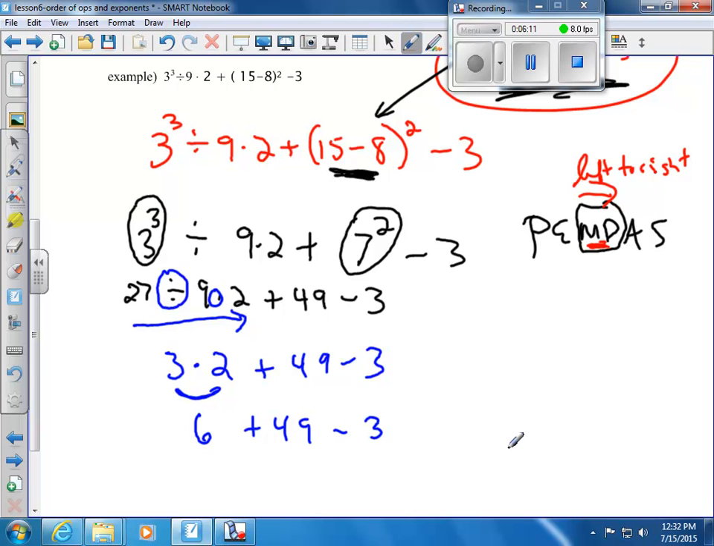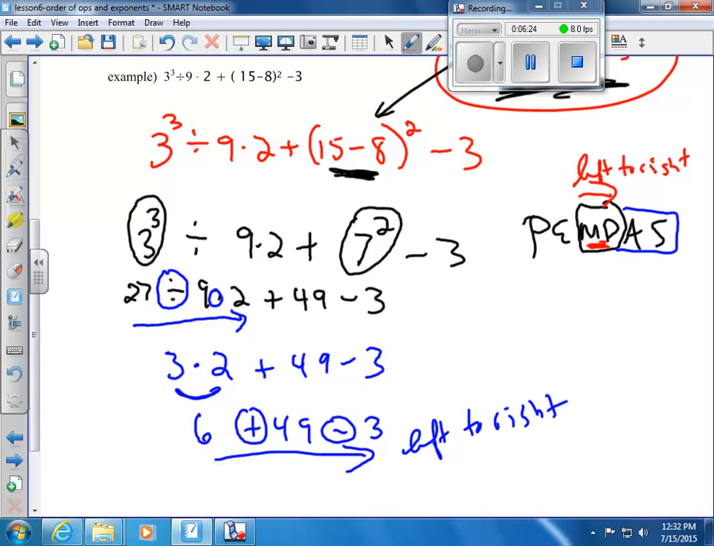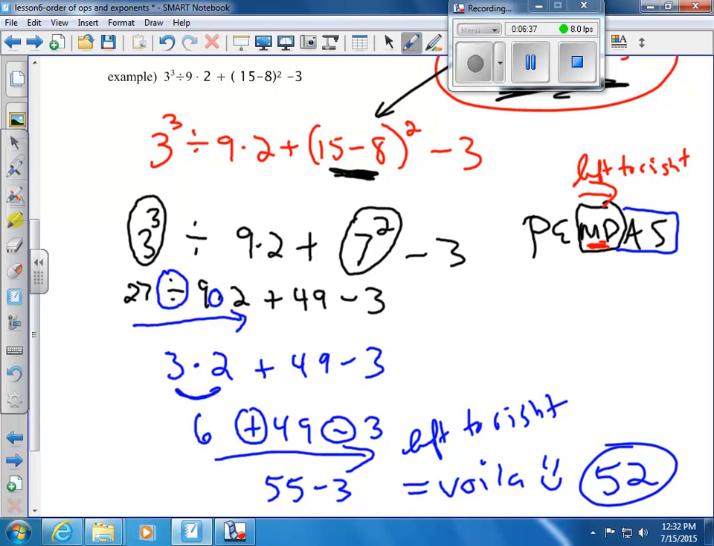55. So remember, when we're at the end here, addition and subtraction, again, now we can just move left to right. So long story short, when you boil it down to just addition and subtraction, note to self, now just go left to right. Okay? So 6 plus 49, 55, minus 3, and voila. We say voila. What do we have? 52. So if you tried that problem on your own, maybe you hit pause and you tried it on your own, maybe you arrived at 52.